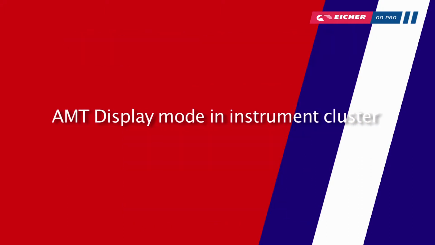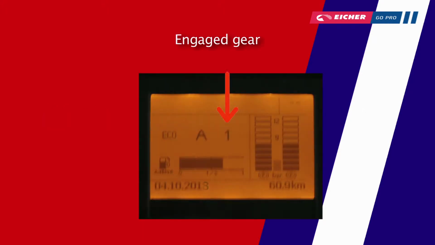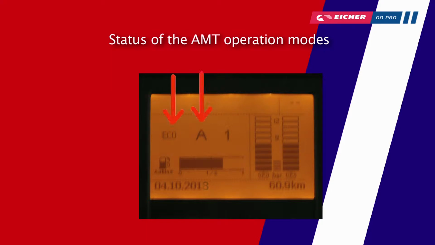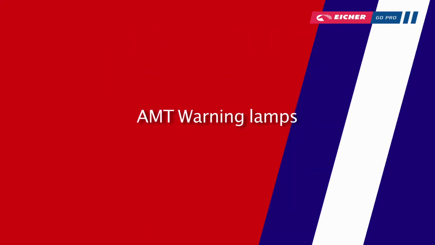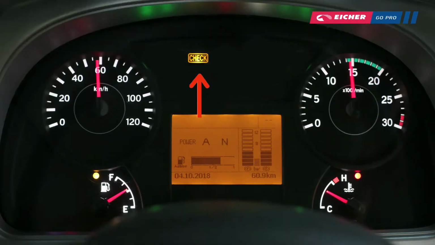AMT display mode in instrument cluster. Engaged gear. Status of the AMT operation modes. AMT warning lamps. Red: vehicle has to be stopped immediately, and the AMT failure has to be repaired before the vehicle is operated again. Yellow: vehicle operates in a reduced functional mode. AMT failures should be repaired as soon as possible.